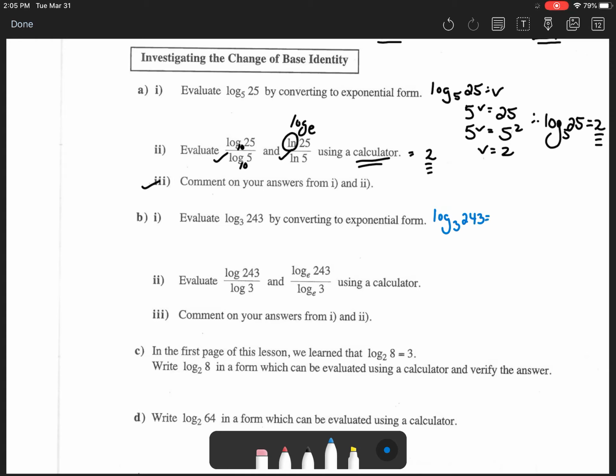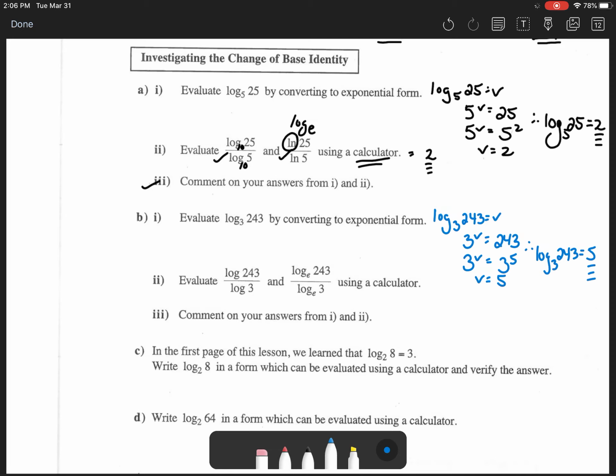I want to know the value of that. So again, I make it equal an unknown variable if I'm unsure of the value. So 3 to the exponent of v will equal 243. So 3 to the exponent of 3, 243 will be 3 to the exponent of 5. Okay, so v will equal 5. So my original question, log base 3 of 243 has a value of 5. That's the answer I'm after.